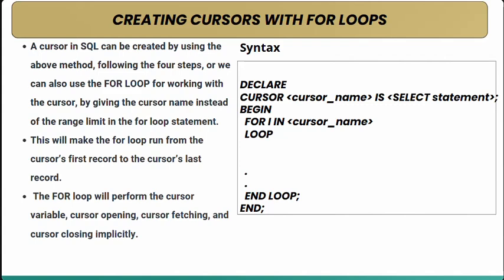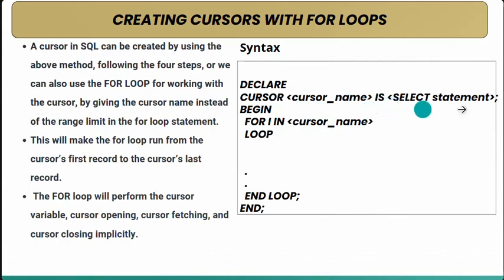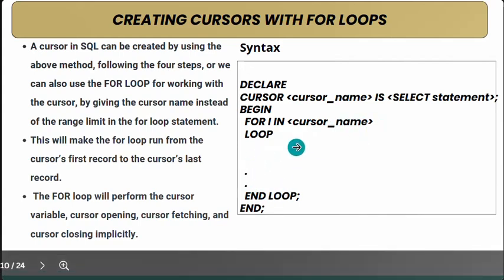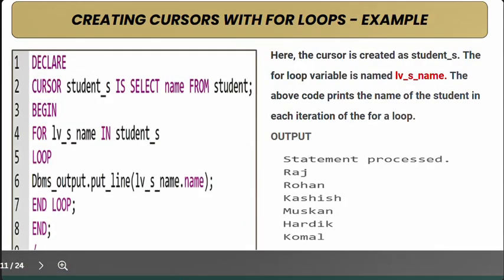So let's see the syntax of this cursor definition, which will be invoked using a for loop. It starts with the DECLARE statement, CURSOR cursor_name IS select statement, BEGIN FOR i IN cursor_name, then the set of loop statements. So now we will see an example.